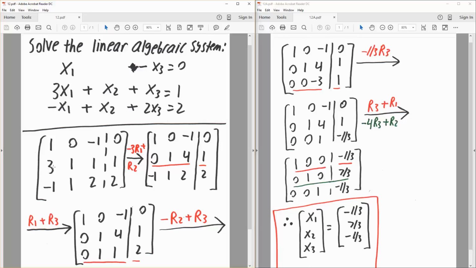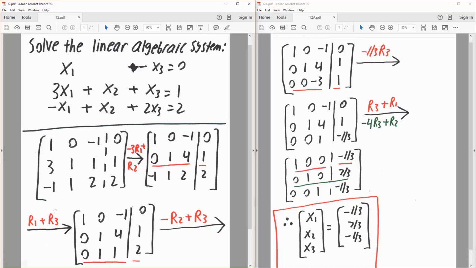So it would be 3 minus 3, so 0. 1 minus 3 times 0, so 1. And 1 minus 3 times negative 3, so 1 plus 3, so we get 4. And lastly, 1 plus minus 3 times 0, so it would remain the same as 1. And we continue this process until we get something like this.